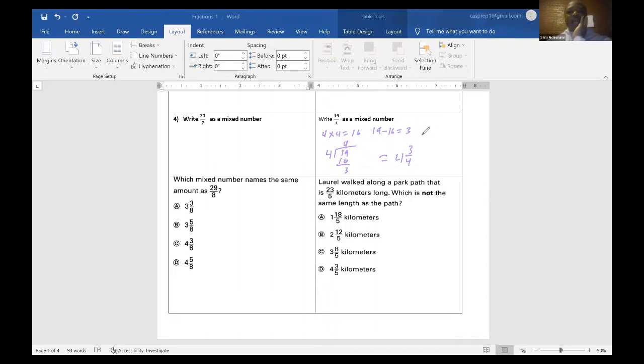All right, cool. Moving on from this, we now begin to take a look at word problems. Who's on our chat? Miss Elmore, you want to try this? Okay. The one that is not the same length as the path.